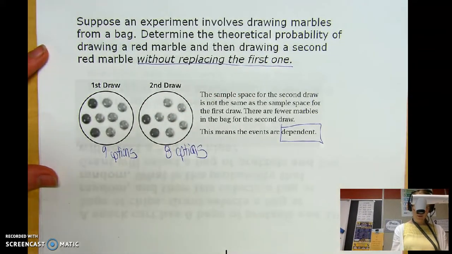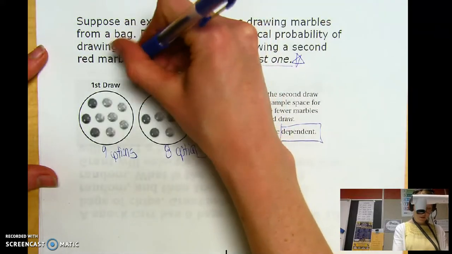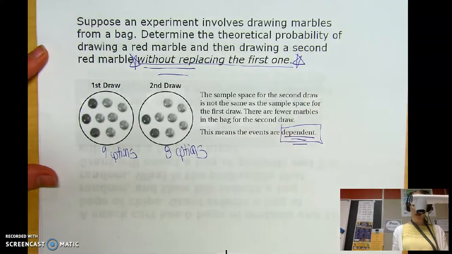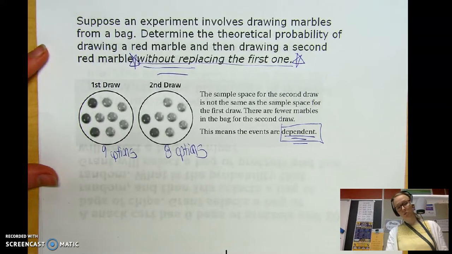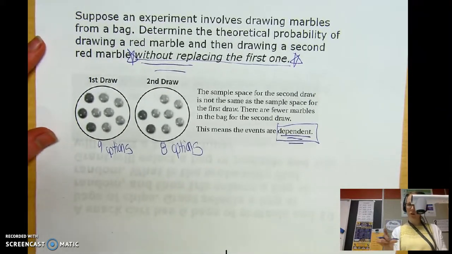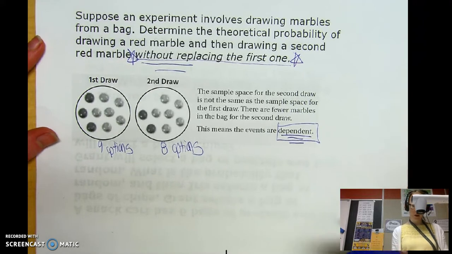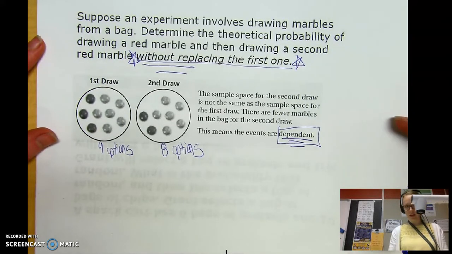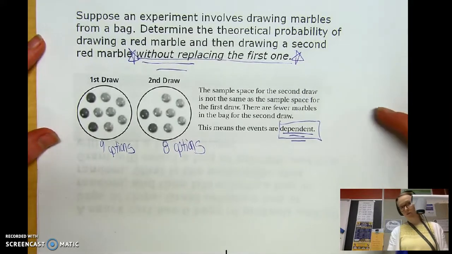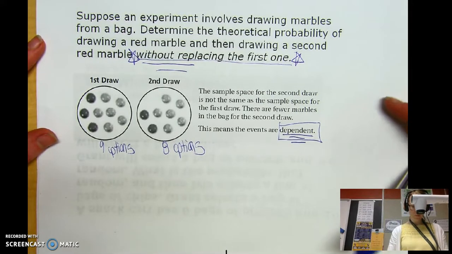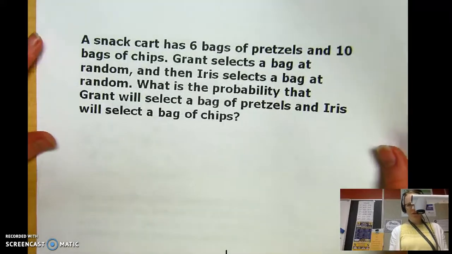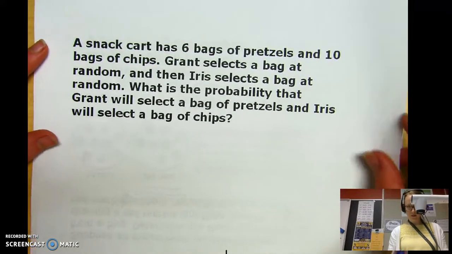This idea of without replacement means that there are 2 events that are dependent. And then you're going to have to be a little bit careful when you calculate those probabilities. You're going to have to change that total on the bottom. Okay? Once again, without replacement means dependent. So that's what we're looking for here. So moving on, the next few examples are going to be dependent.